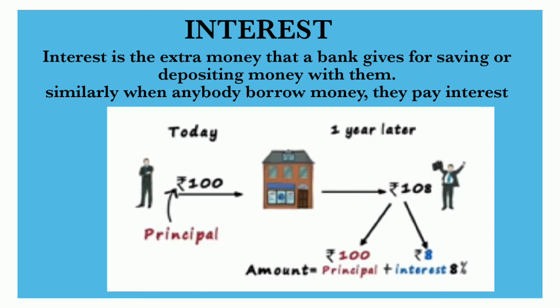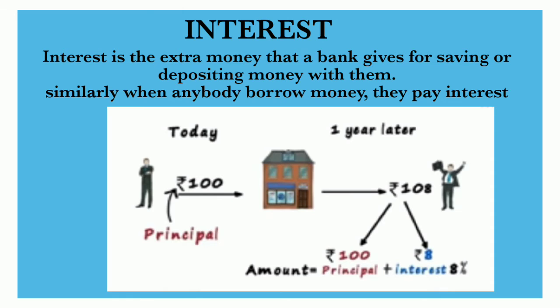For example, you borrow 2 lakh rupees from a bank for a vehicle loan, and after 3 or 4 years you return the cash to the bank. That means 2 lakh plus 1 lakh, that is 3 lakh rupees, is returned to the bank. So this 1 lakh rupees is known as interest.